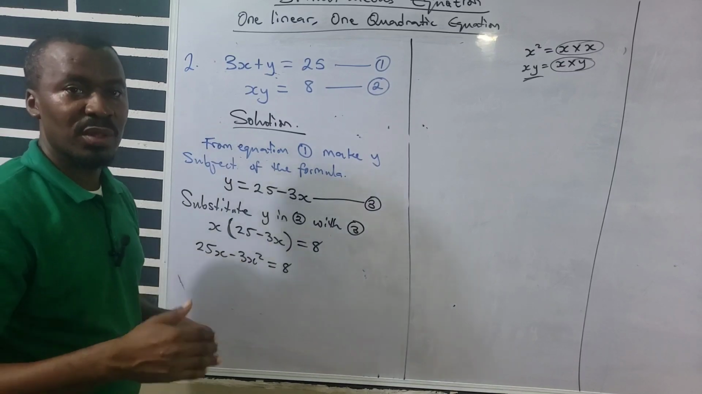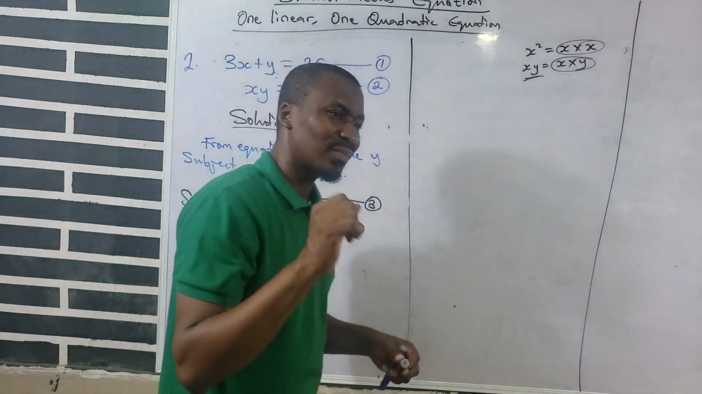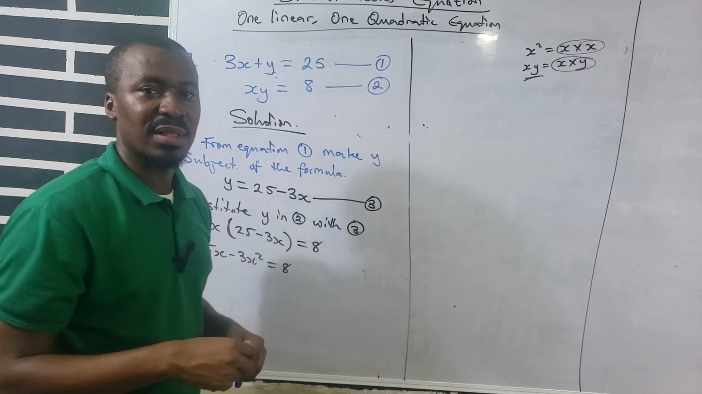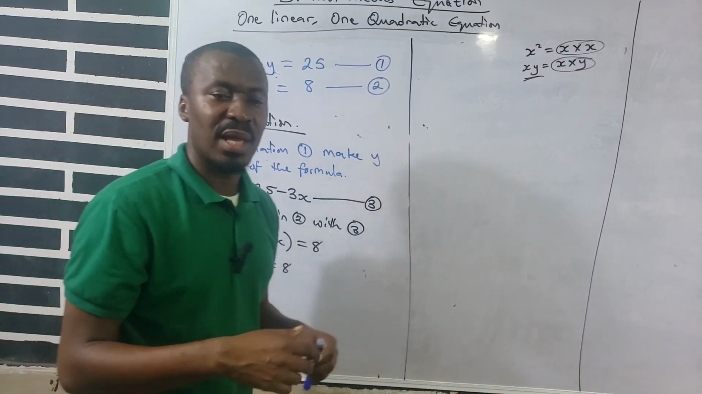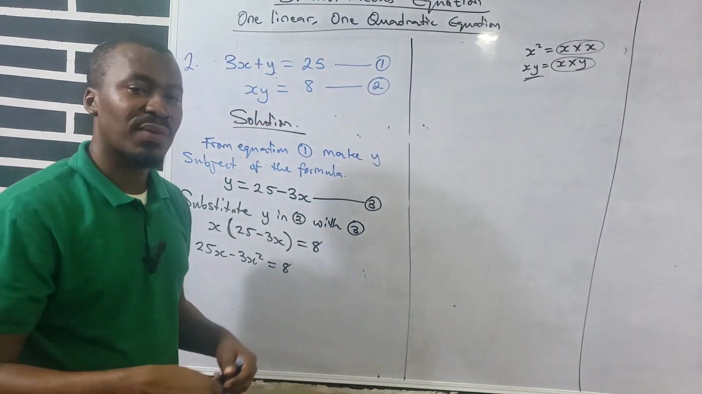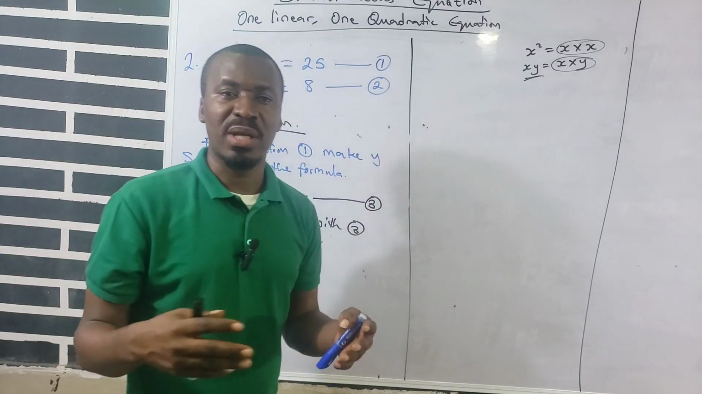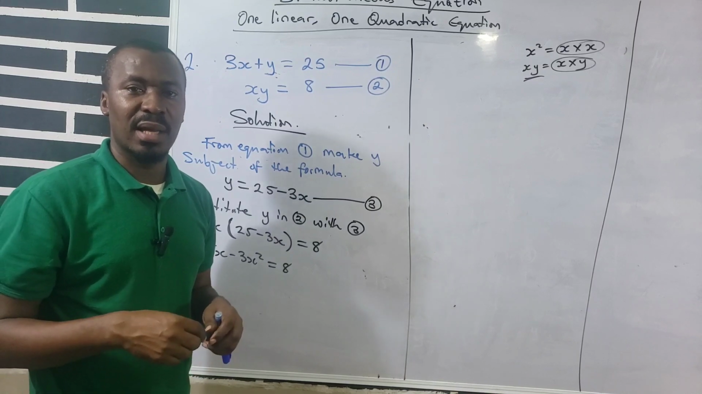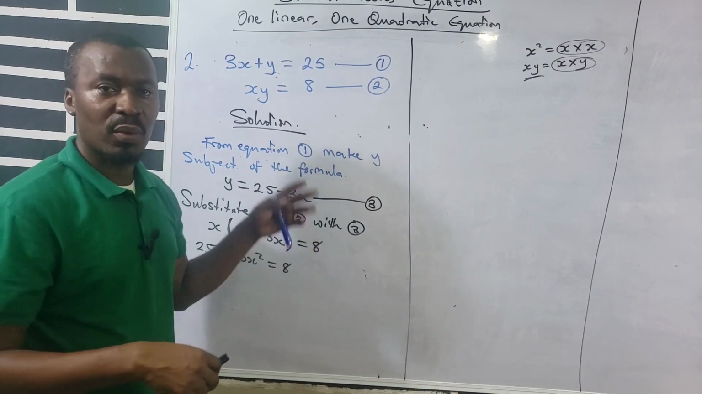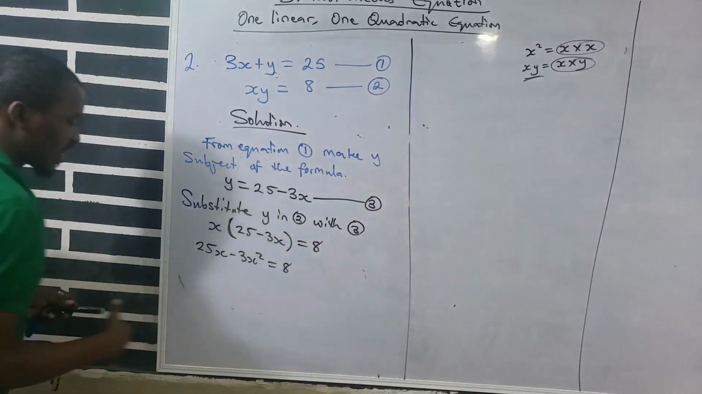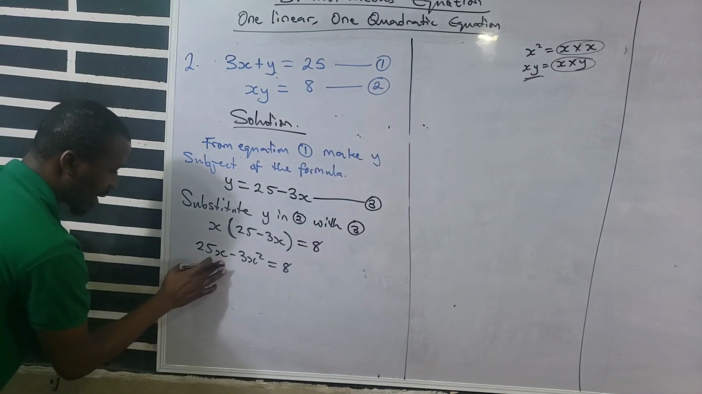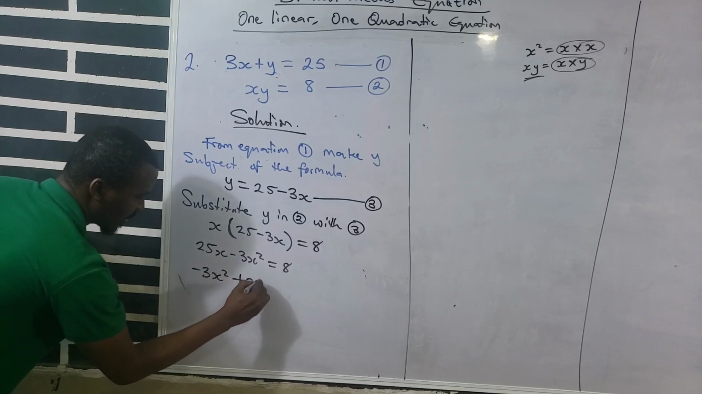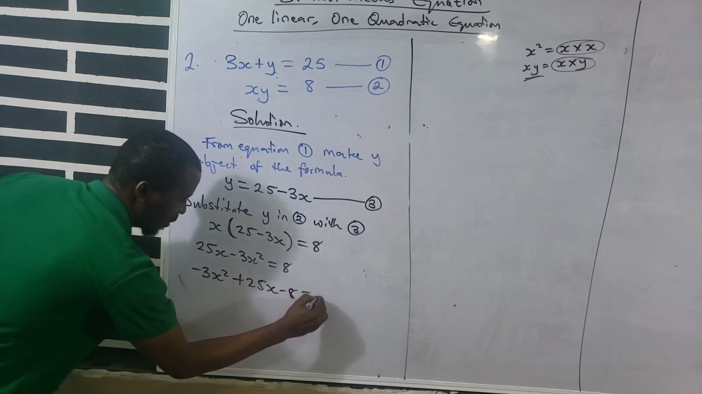The previous question we used factorization. Like I always say, most of the questions that lead to a quadratic equation are most of the time factorizable. So you can use the factorization method or you can use the formula method, because those are the two easiest methods for solving a quadratic equation. So let's bring our 8 in and rearrange this. That will give us minus 3x squared plus 25x minus 8 equal to 0.